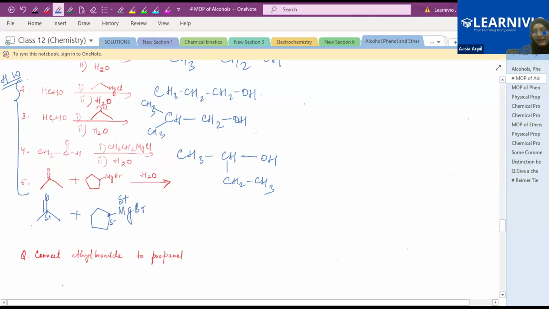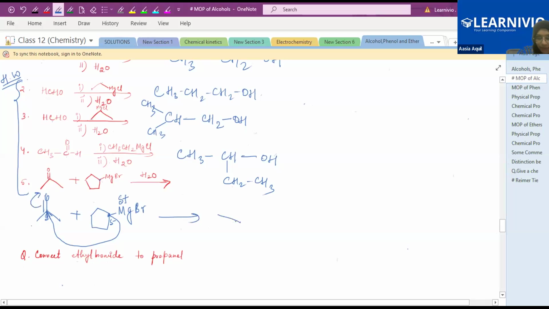This carbon, which has the magnesium attached, will come and attack this carbon. It will attack the ketonic carbon only. Why? Because this carbon has a partial negative charge, so the negative part gets attached to the positive one, and this bond will shift over here. So what you will get?